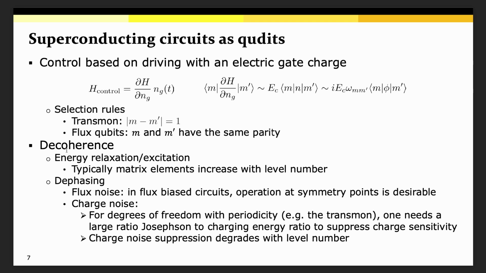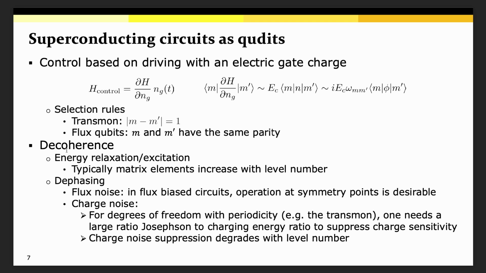So there are some interesting challenges when it comes to building qudits, so multi-level systems. Namely, these matrix elements typically increase with level index. And this is simply a consequence of the fact that these potentials are eventually dominated by terms that grow at large values of the phase. So this means that as you go up the ladder, the energy relaxation tends to get worse. That's something that can be a problem if you think of using more and more levels in a superconducting device. There is something similar happening in terms of the dephasing.